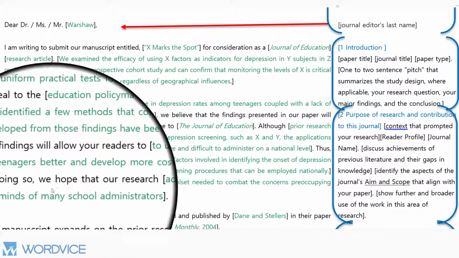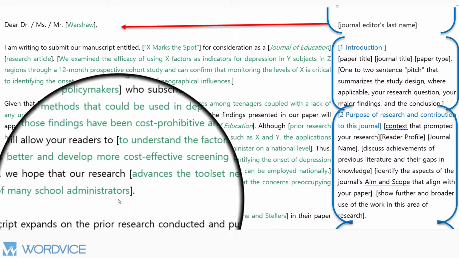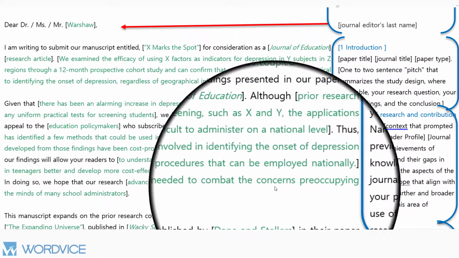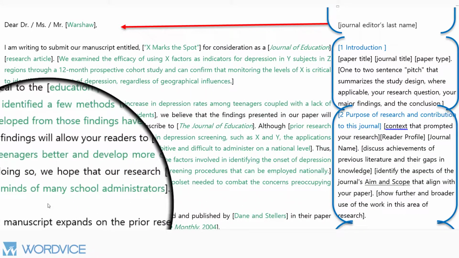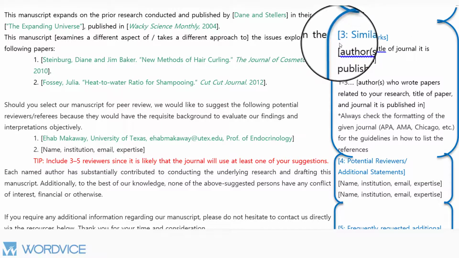In doing so, we hope that our research, now this is the aim and scope of your research, advances the tool set needed to combat the concerns preoccupying the minds of many school administrators. The third paragraph of your cover letter will discuss similar works that inspired or influenced your paper.